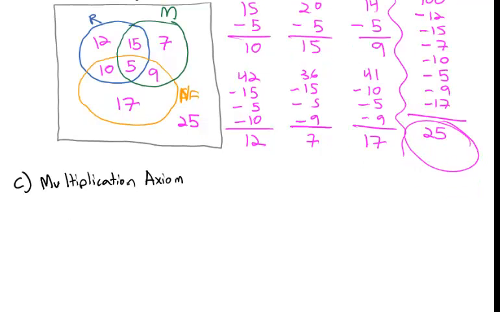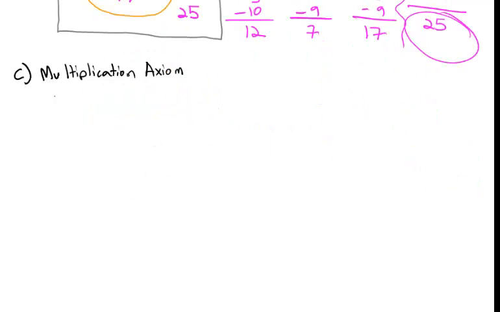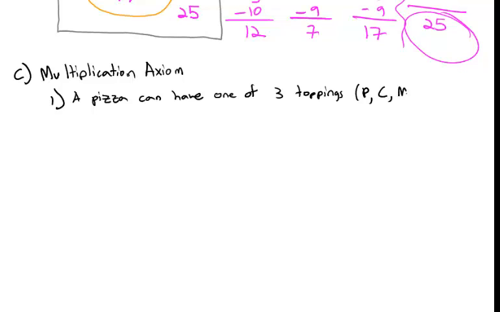And to set up the multiplication axiom, instead of just straight defining it, I want to first look at an example. Let's say a pizza can have one of 3 toppings. Maybe we'll say pepperoni, cheese, or mushrooms. And one of 2 cheeses.